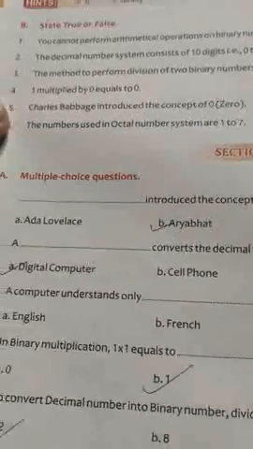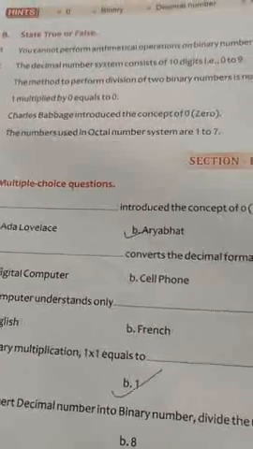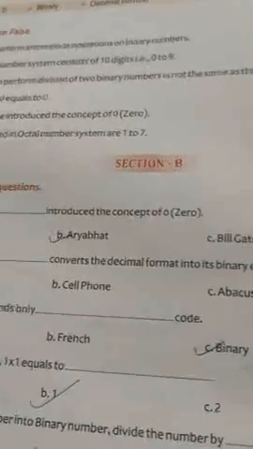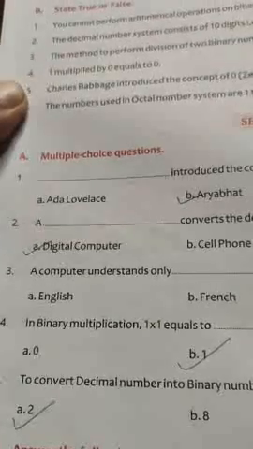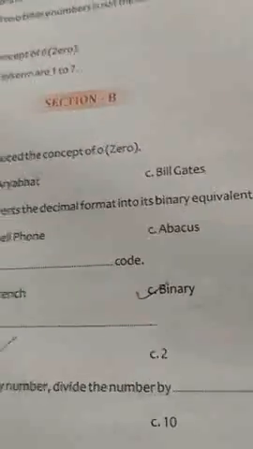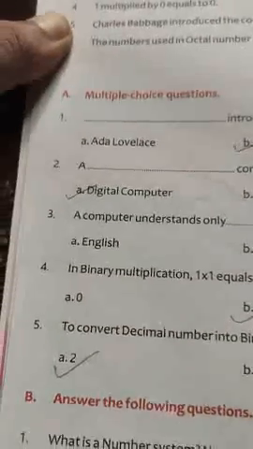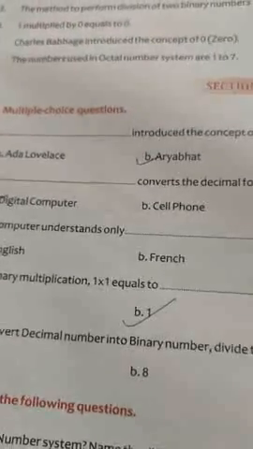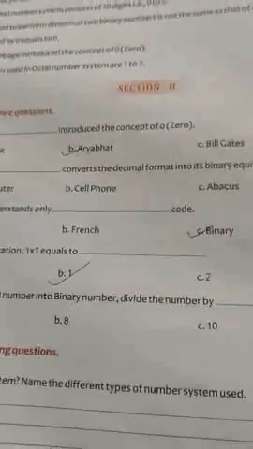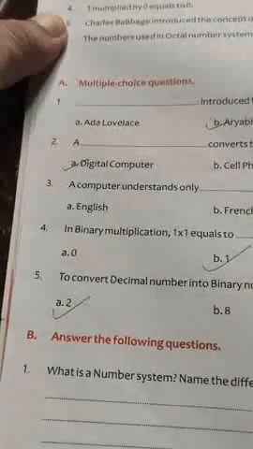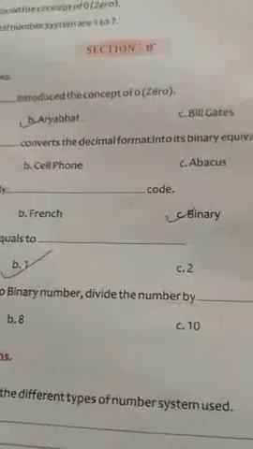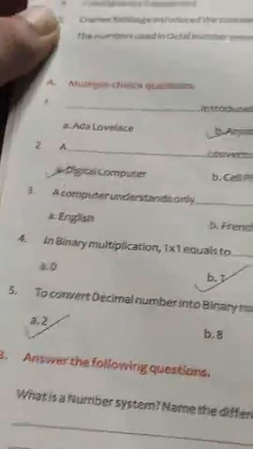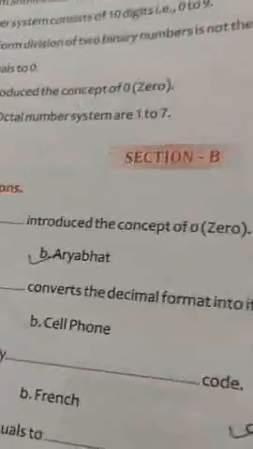Which converter converts decimal format into binary? Answer is digital computer. Third question: A computer understands only the binary language codes. Fourth: in binary multiplication, 1 multiply 1 is equal to 1. And fifth question: to convert a decimal number into a binary number, divide the number by 2. This is the MCQ of chapter first.